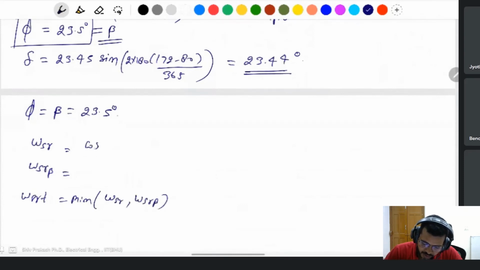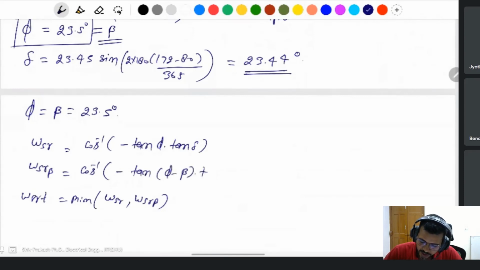This will be the cos inverse of minus tan phi into tan del. This will be the cos inverse of minus tan phi minus beta into tan del. Phi minus beta will be 0 because the latitude angle is given as the same as the tilted angle. It's all part of 0, and this will be a 90 degree.